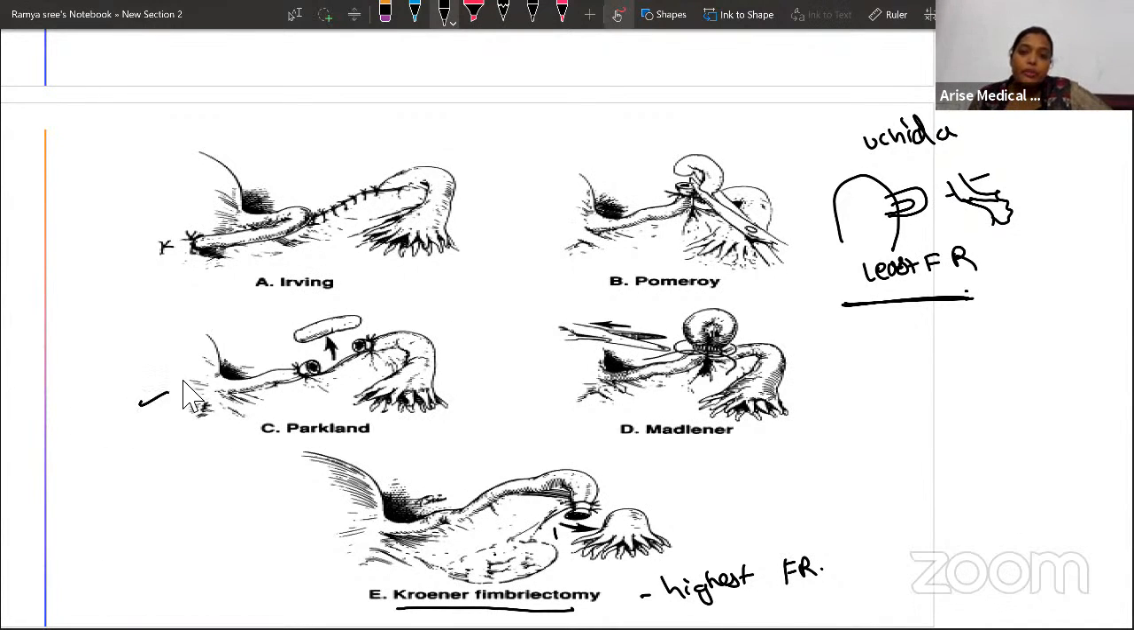See, in Pomeroy, what we do is we make a loop of the tube and we tie at the base of the loop and we cut this loop. So that is called Pomeroy, right?